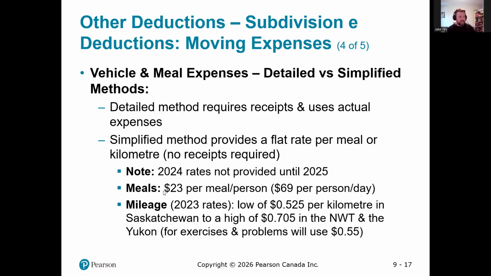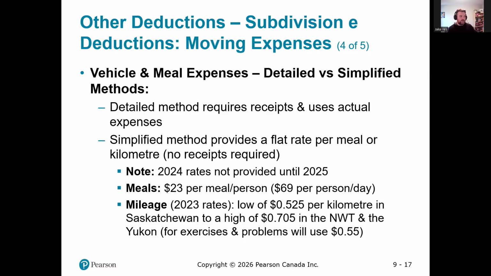So when it comes to meals, each person in my family can have a meal of up to $23. Now, that's how much I can deduct from my expenses. So that equates to $69 per person per day, assuming that that person eats 3 meals. So the simplified method is just giving this flat rate to say, okay, we assume a regular sit down lunch costs $23. If you have 5 people in your family, you'll multiply that by 5. Assuming you guys had 3 meals per day, you multiply that by another 3.